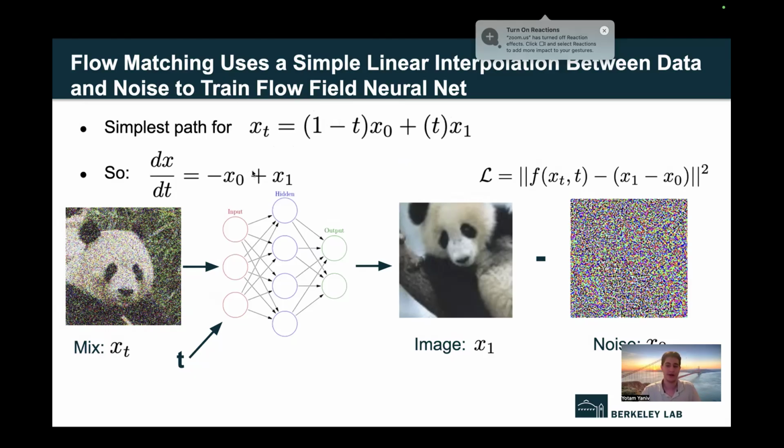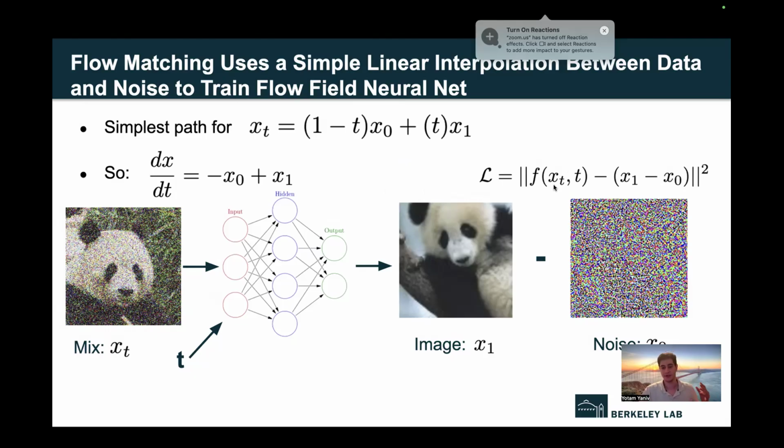Our neural network, which is trying to approximate dx/dt, should evaluate to x1 minus x0. So the math underlying flow matching is actually not very complex. All you need to know is that we minimize the mean squared error objective between the neural network, f, and the image minus the noise.